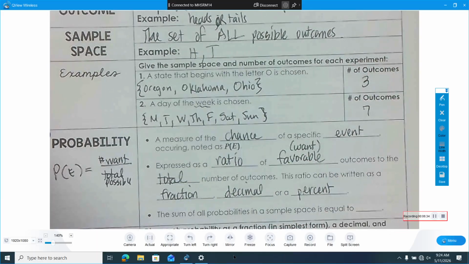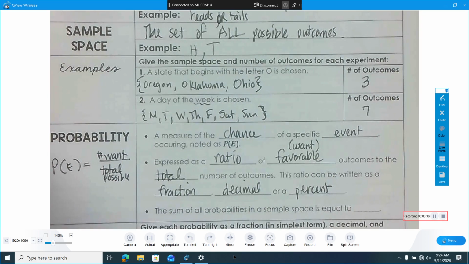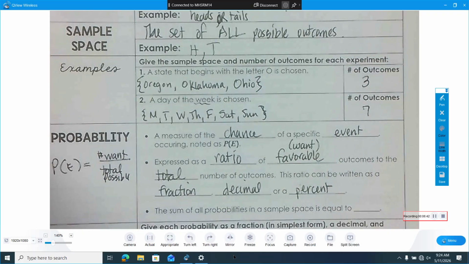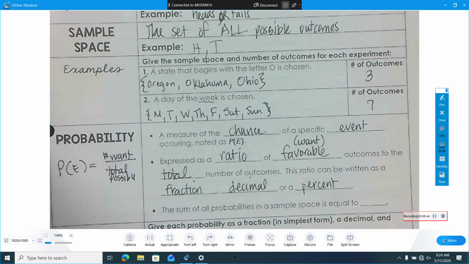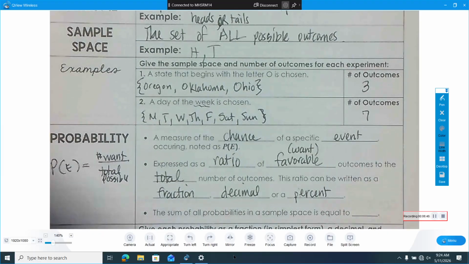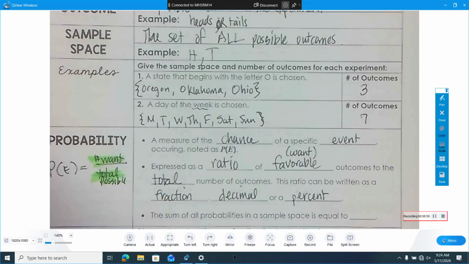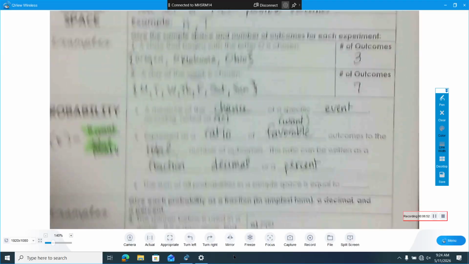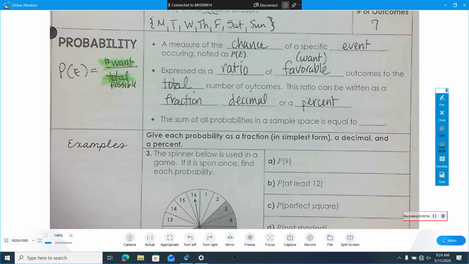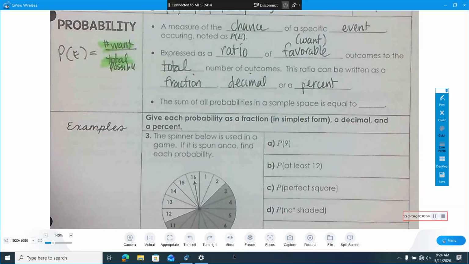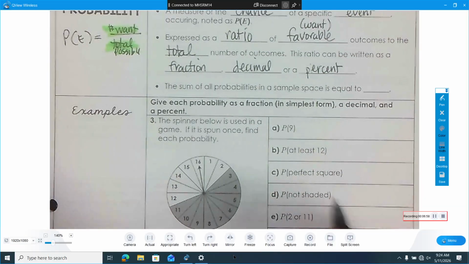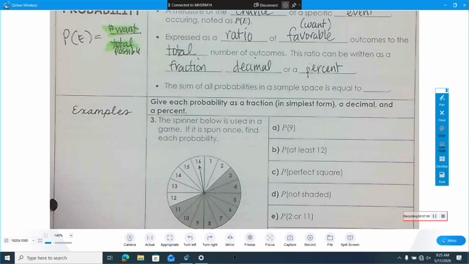And so we're going to recall how to do that. We did that at the very beginning of the year, convert things between fractions, decimals, and percents. So it's kind of like coming full circle here, ladies and gentlemen. Okay, so bottom line here, probability is what we want out of the total possibilities. If you can remember that, then probability is really, really simple. So give each probability as a fraction in the simplest form, decimal, and a percent.